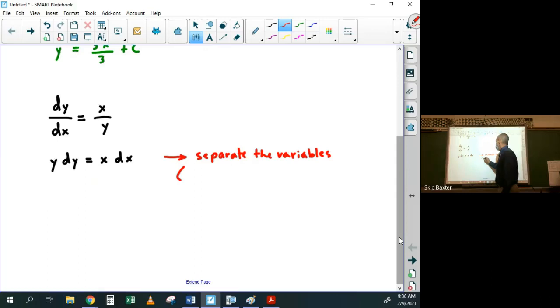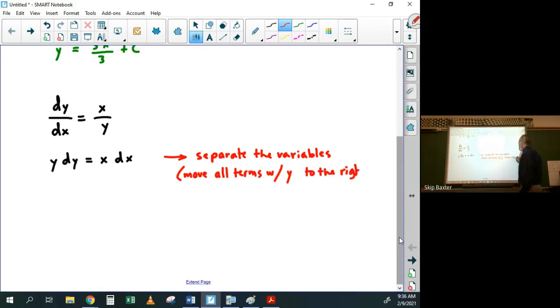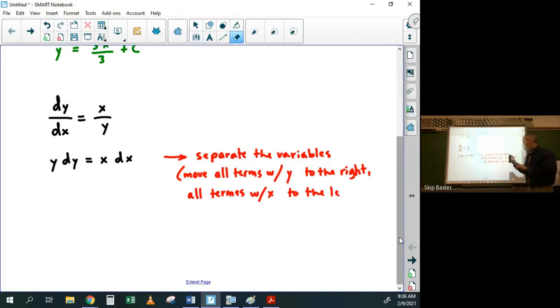I'm going to move all terms with y to the right, all terms with x to the left. Oh, other way around. Oops. Okay, yeah, left. All terms with x to the right.